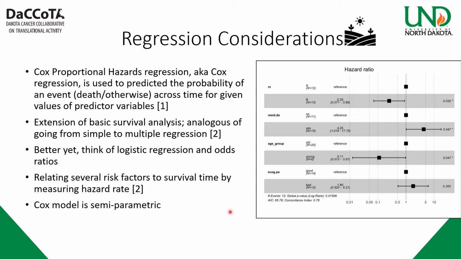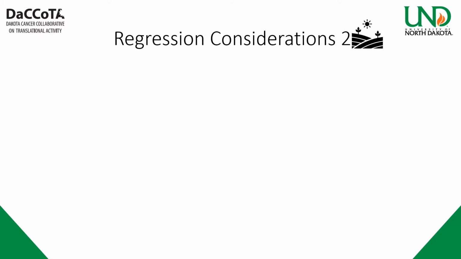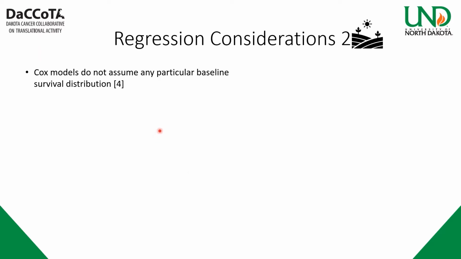So the Cox model is semi-parametric, which means it's not non-parametric like the Kaplan-Meier curves, but it's not fully parametric. So it doesn't have quite the same set of assumptions. But as I said, parametric regression models are also available if you want a more finely tuned or maybe more assumption-laden and difficult analysis. So let's turn to some more considerations.